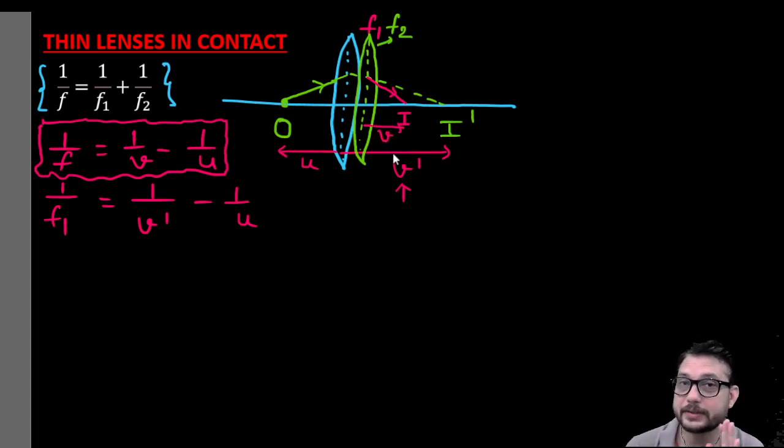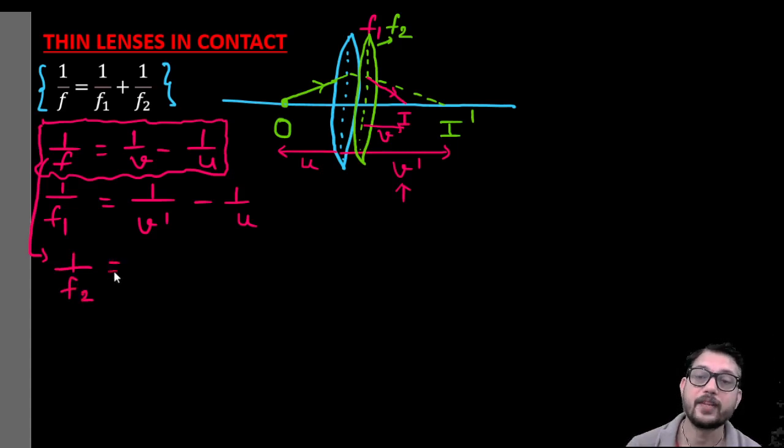For the second lens, again we are using the same formula: 1 upon f, which will be f2, equals 1 upon v, where v is the image distance, minus 1 upon u. U is the object distance, and I have already told you that the image of the first lens is the object of the second lens, so the distance will be v dash. Let this be equation 1 and this be equation number 2.